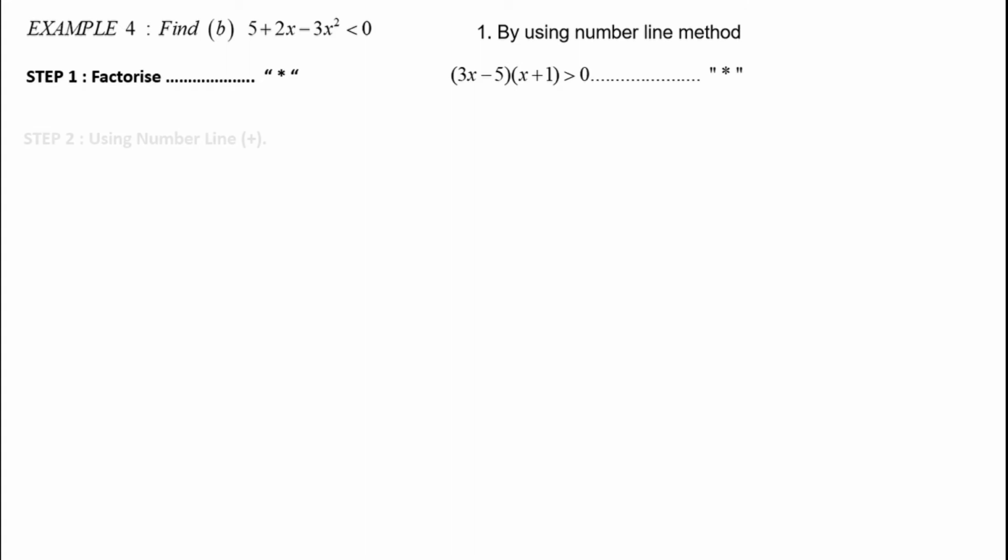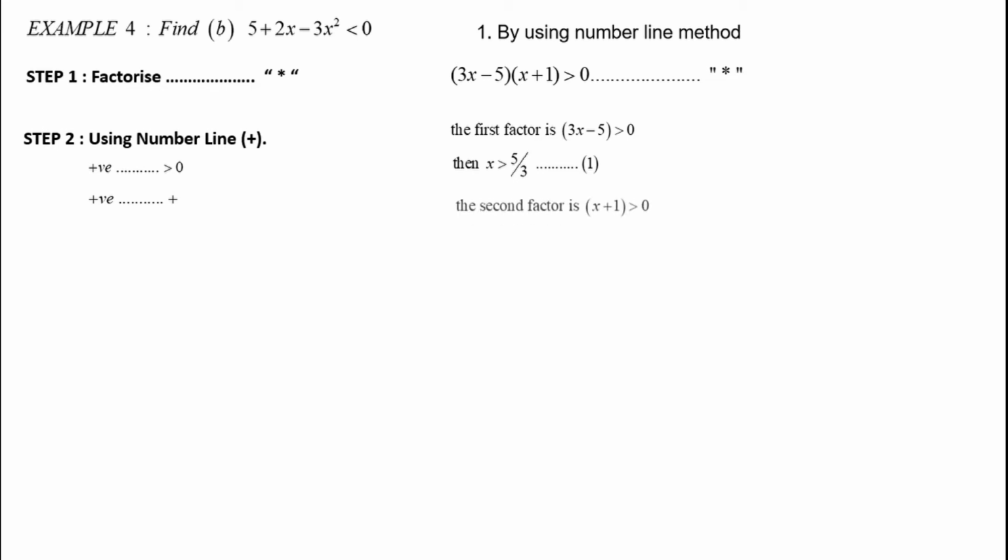Step 2. By using the positive number line, we need to determine the roots of the quadratic first, which are x is 5/3 and x is -1. From here, we know that the first factor is 3x minus 5, and the second factor is x plus 1. For this method, we must assume that all factors are positive. Therefore, for the first factor, it will be x is greater than 5/3, and for the second factor, it will be x is greater than -1.